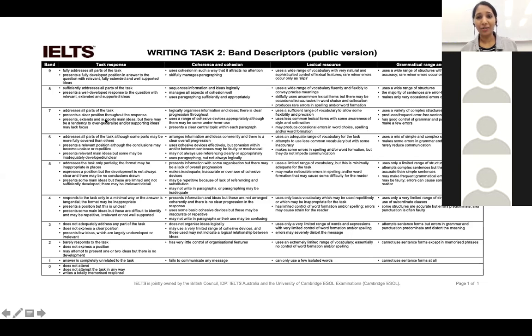What does it mean? I'm asking you, and don't take it as nitpicking, I'm just asking your opinion. What does it mean when they say you're presenting a clear position throughout your essay? Okay, Lovepreet, what does it mean when they say you're presenting a clear position throughout the essay?